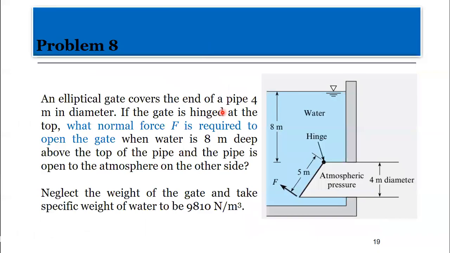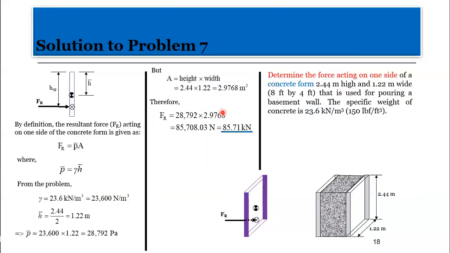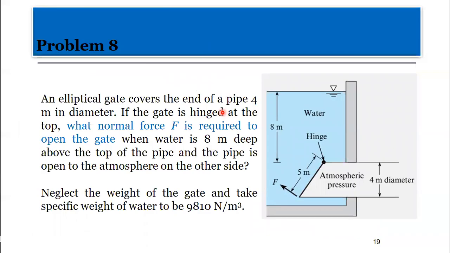Now we move on to problem 8. Problem 8 is the elliptical gate problem, and it's also an interesting one. It reads like this: an elliptical gate covers the end of a pipe 4 meters in diameter. If the gate is hinged at the top, what normal force F? This one is hinged here, right?